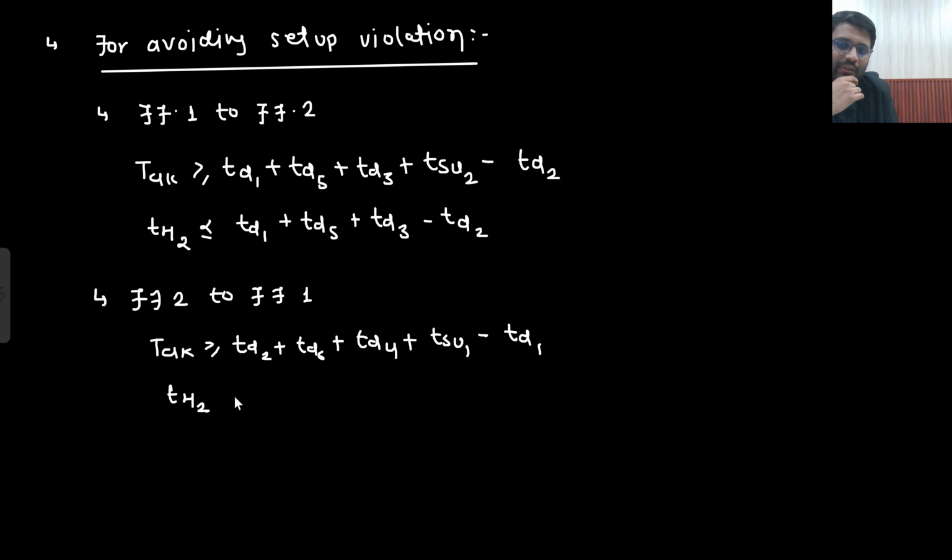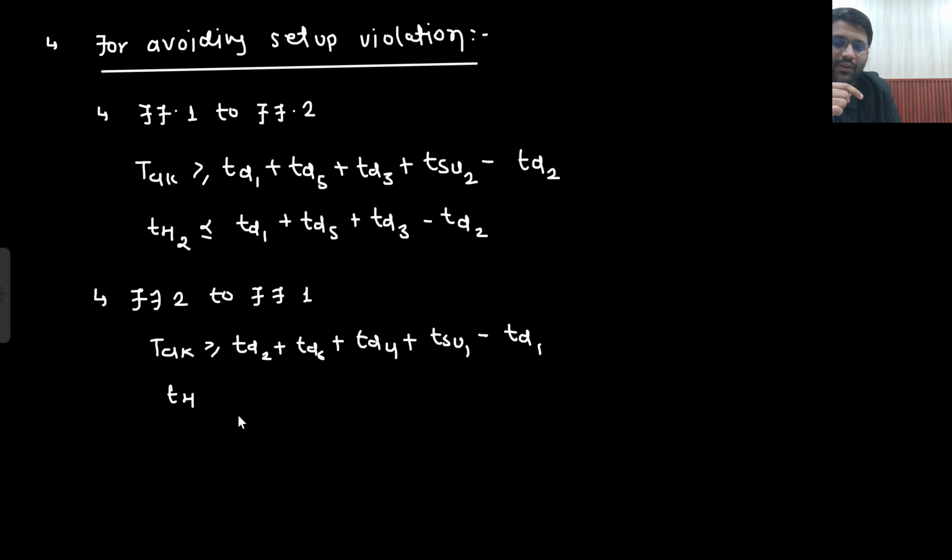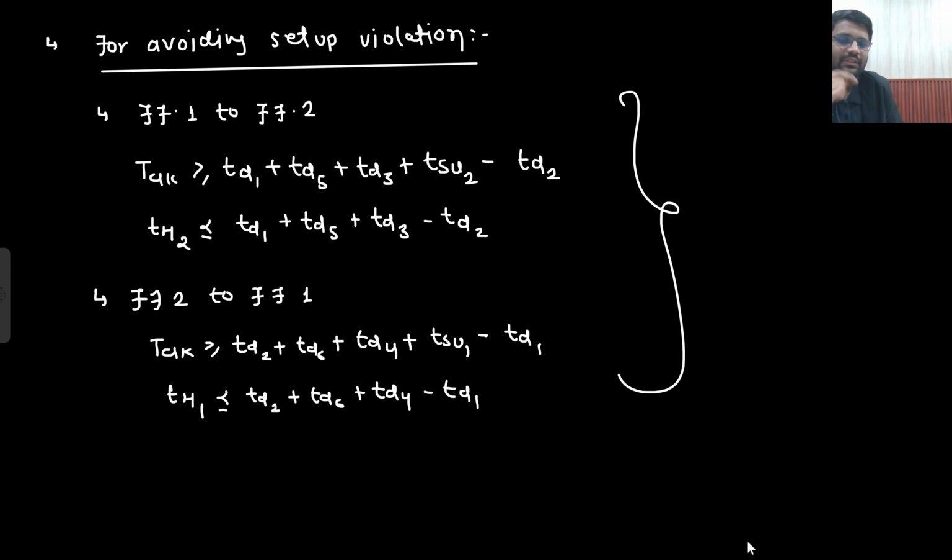If I need to write down the whole equation of flip-flop 1, because now I have come to flip-flop 1, the hold time of 1 should be less than or equals to TD2 plus TD6 plus TD4, just I need to remove the setup time, minus TD1. That's it. So these are the equations I have written.